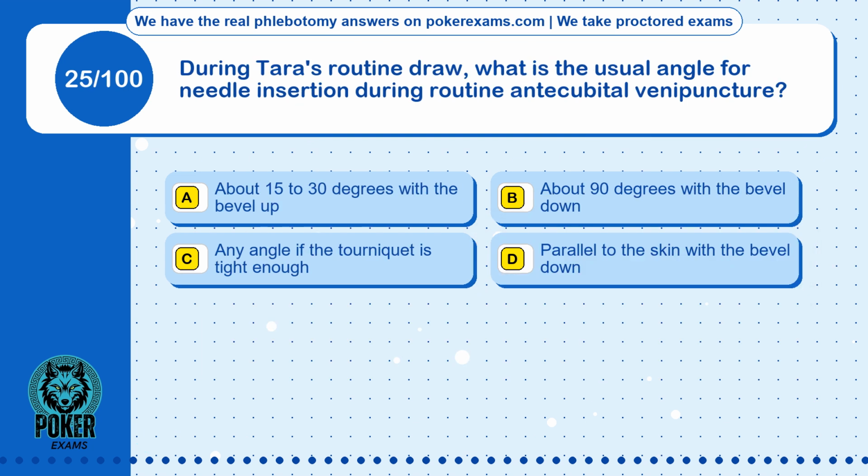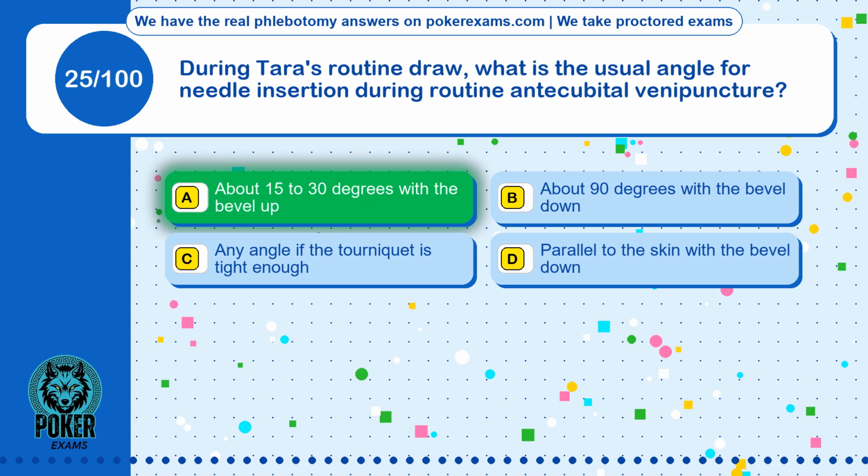Question 25. During Tara's routine draw, what is the usual angle for needle insertion during routine antecubital venipuncture? Option A. About 15 to 30 degrees with the bevel up. Option B. About 90 degrees with the bevel down. Option C. Any angle if the tourniquet is tight enough. Option D. Parallel to the skin with the bevel down.